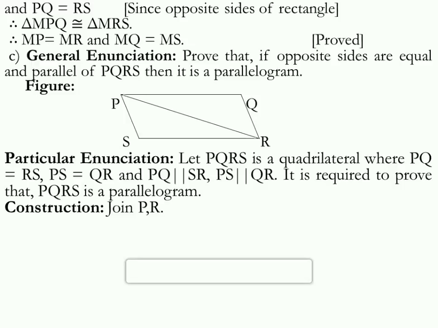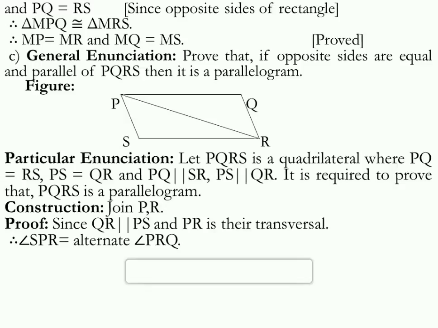Now, since PQ equals SR and is parallel to SR, and PR is the transversal, we can write angle QPR equals alternate angle PRS. Since QR and PS are parallel and PR is their transversal, angle SPR equals angle QRP.